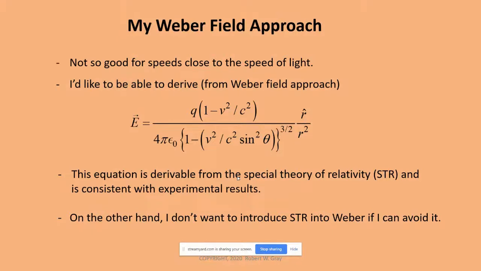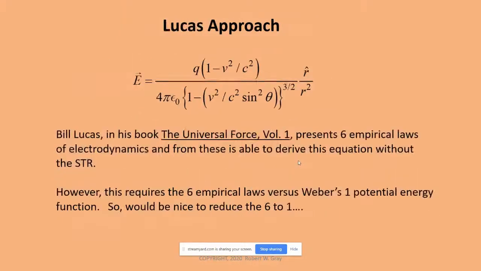On the other hand, I really don't want to introduce special theory of relativity into Weber if I can avoid it. Well, I've looked at Bill Lucas's approach, and in his book, The Universal Force, Volume 1, he presents 6 empirical laws of electrodynamics, and from these, he's able to derive this equation for E, the electric dynamic field. And he does that, if I understood it correctly, without introducing the special theory of relativity.